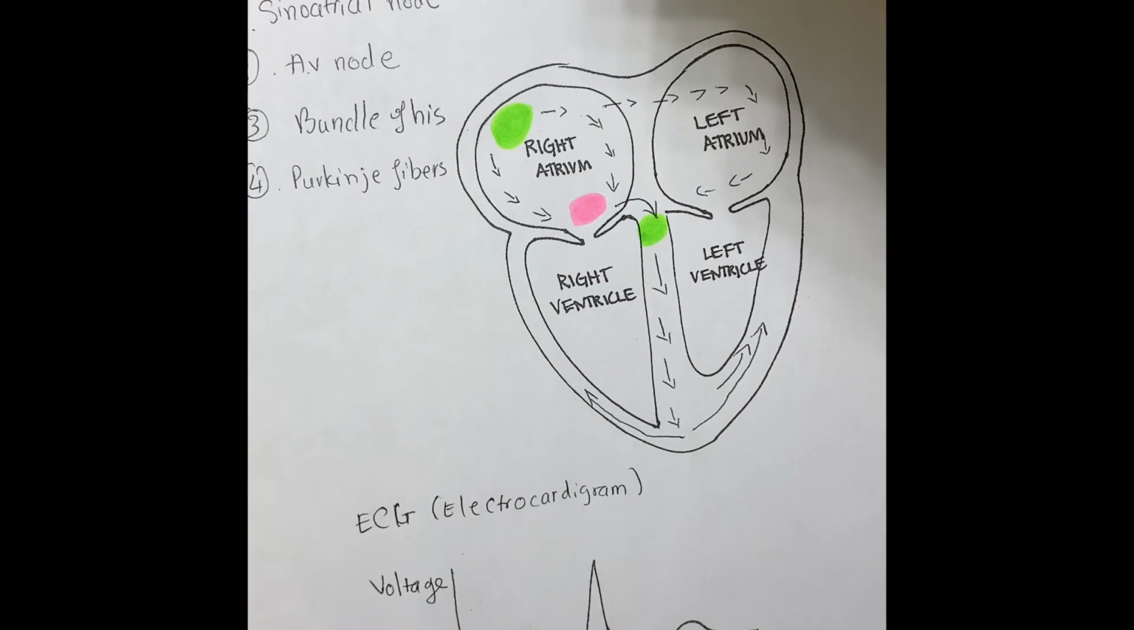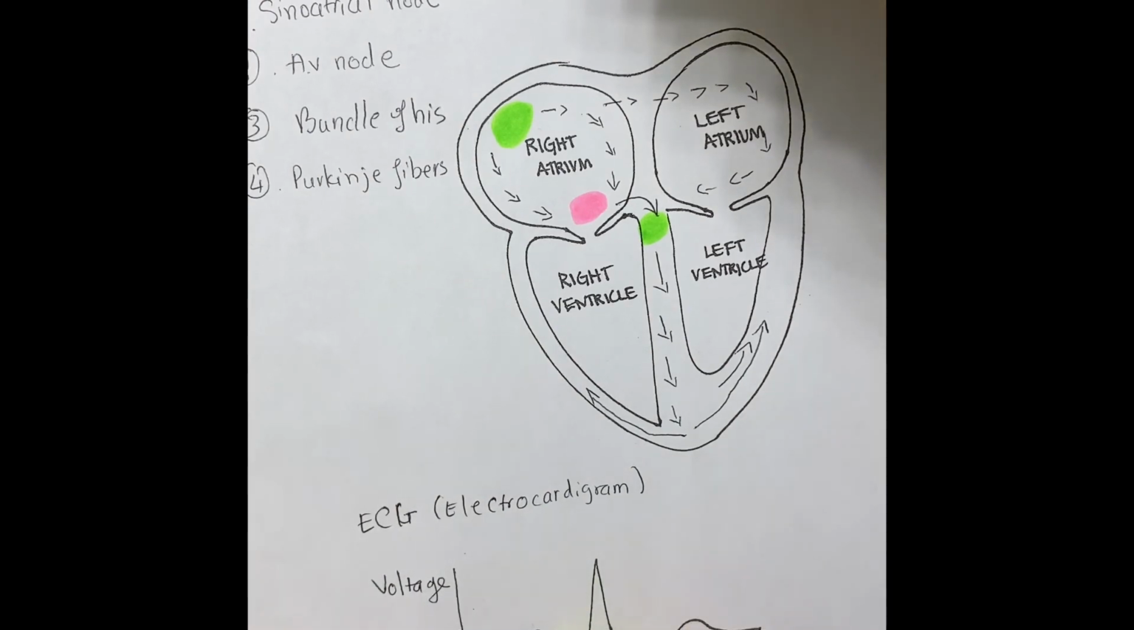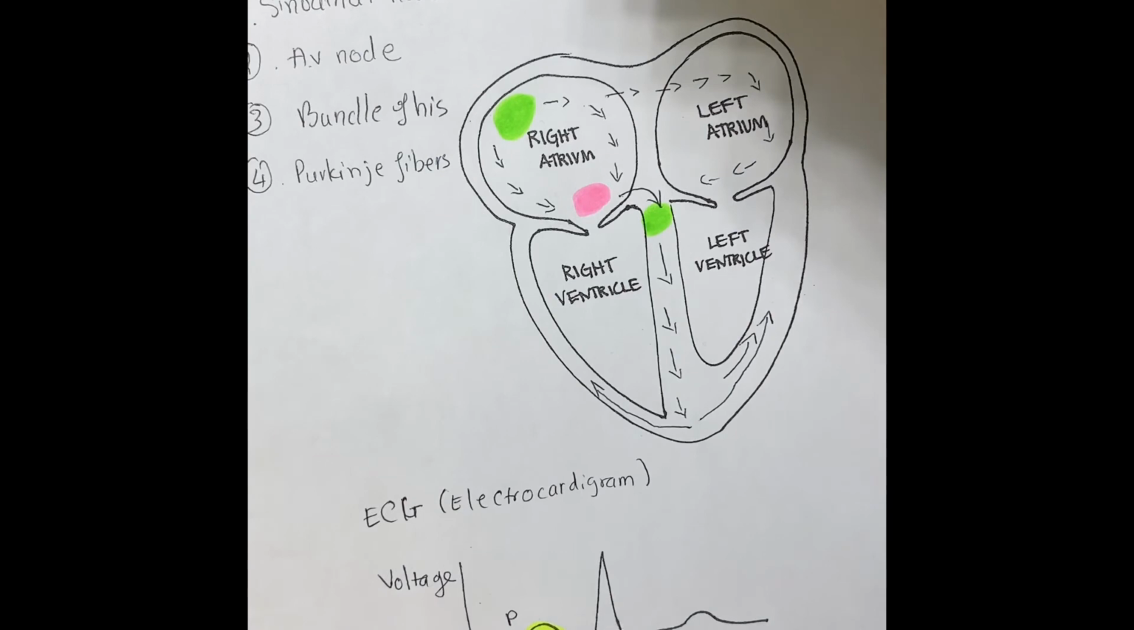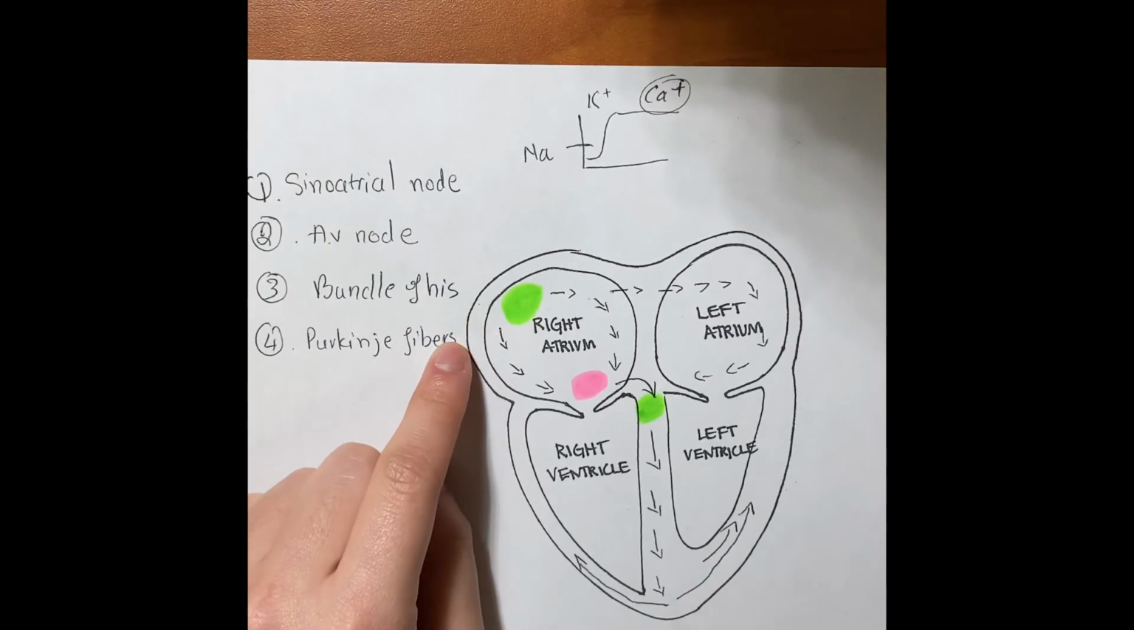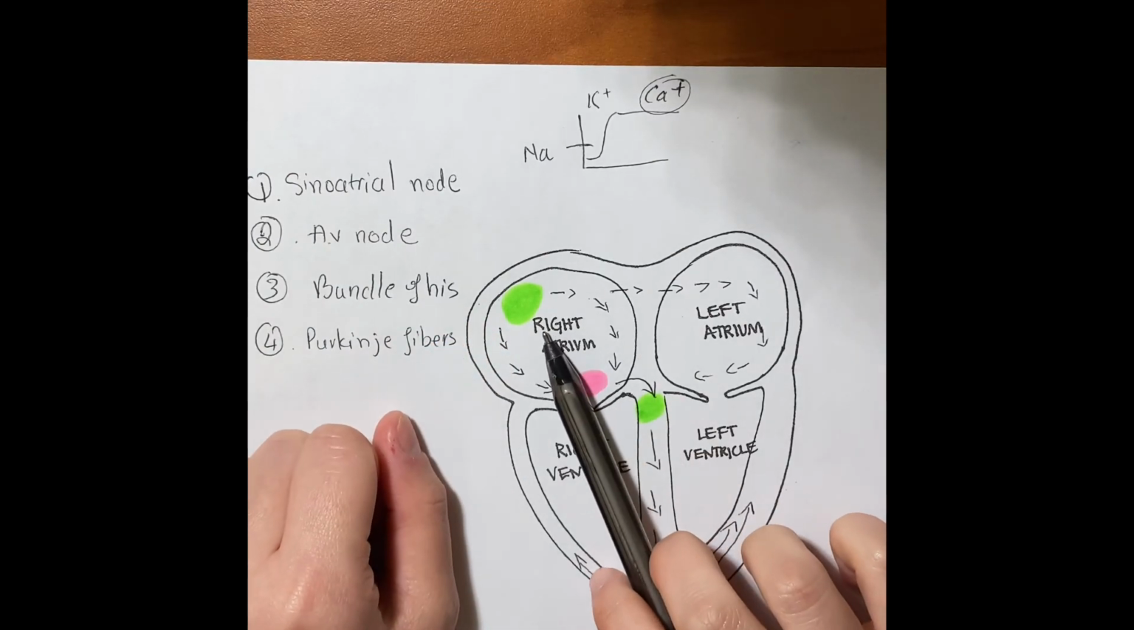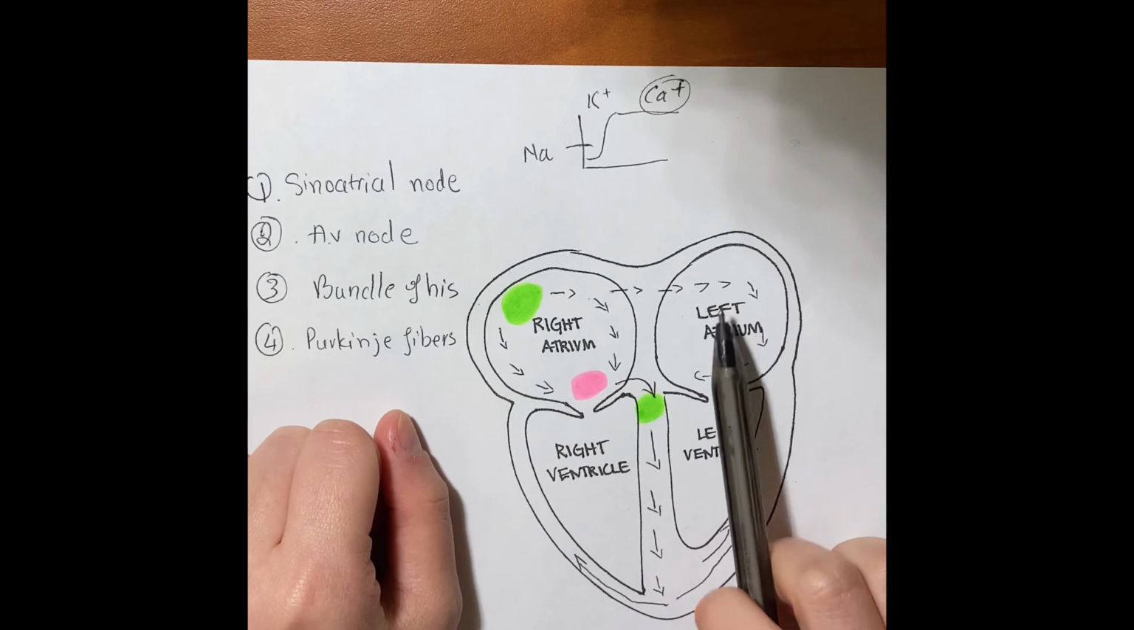So the first bump is called the P wave. And this is the depolarization of the atria. So this part right here is when it's depolarizing from the right atrium to the left atrium.